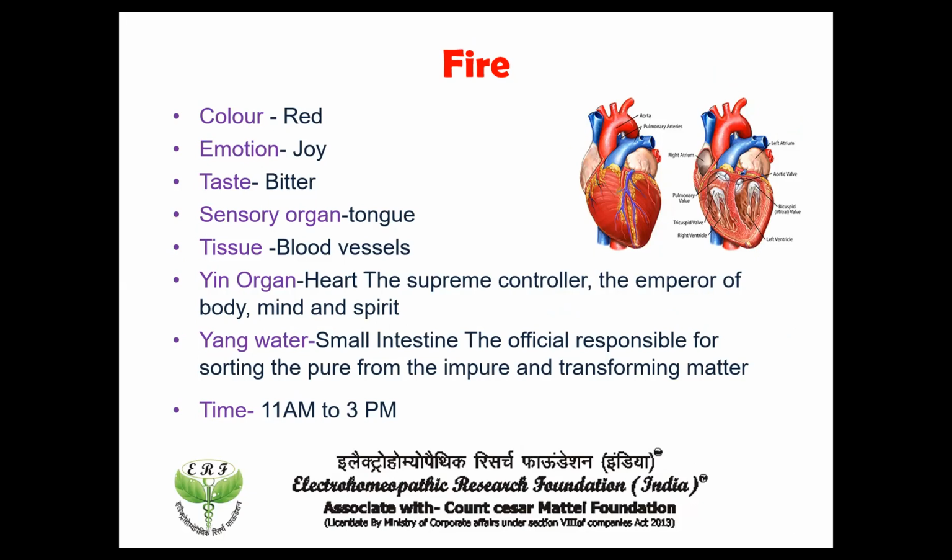Next is fire. Fire color is red, and the male organ for fire is the heart. The heart is the empire of the body, mind, and spirit, because the heart pumps the blood. The female organ is the small intestine. If your small intestine is disturbed, it directly affects your heart.